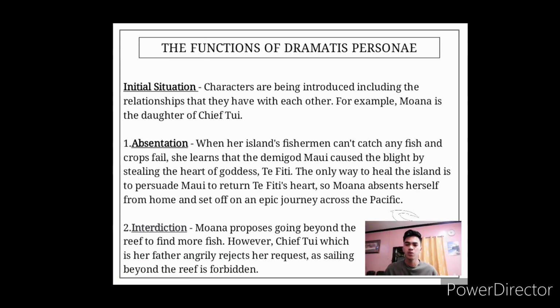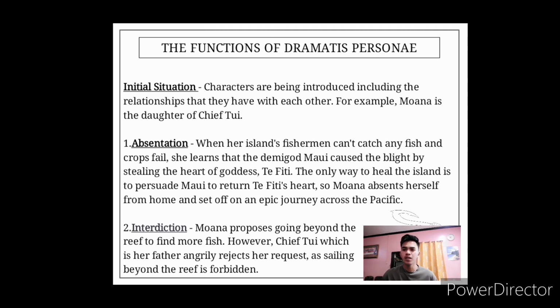So for the initial situation, members of a family are enumerated or the future hero is introduced. This function is present in the story since characters are being introduced, including the relationships that they have with each other. For example, Moana is the daughter of Chief Tui.